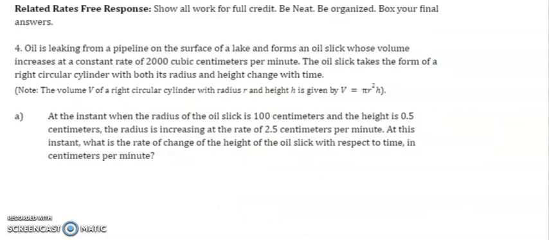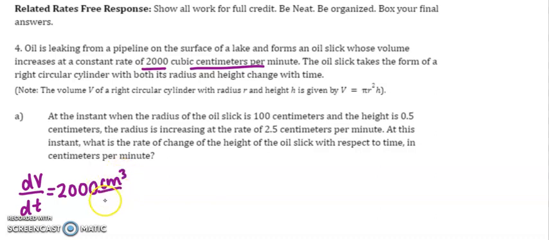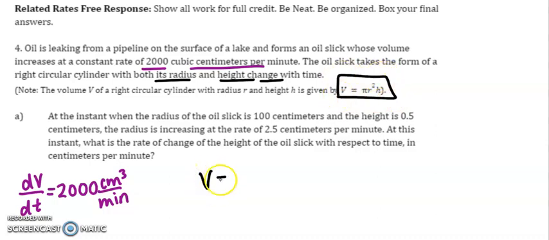Okay, last one for related rates. Oil is leaking from a pipeline on the surface of a lake and forms an oil slick whose volume increases at a constant rate of 2,000 cubic centimeters per minute. So dV/dt, the rate of change of volume, is 2,000 cubic centimeters per minute. The oil slick takes the form of a right circular cylinder with both its radius and height changing with time. So here's our volume equation that I'll need eventually. And I know that both R and H are changing.